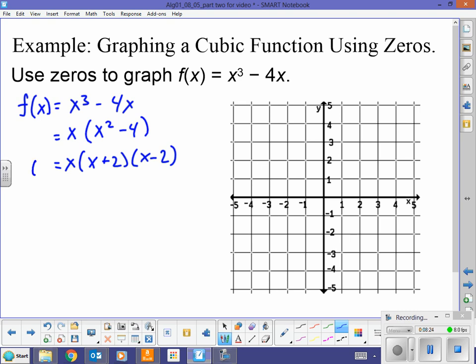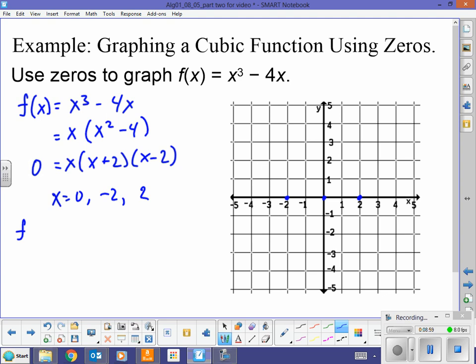Okay, if I set it equal to 0, then x will equal 0, x will equal -2, and x will equal 2. So those are the points I'm going to plot. So 0, -2, and 2. So now we have to determine if it's going to go this way or this way. And so what we're going to do next is I'm going to find points here at -1 and 1.